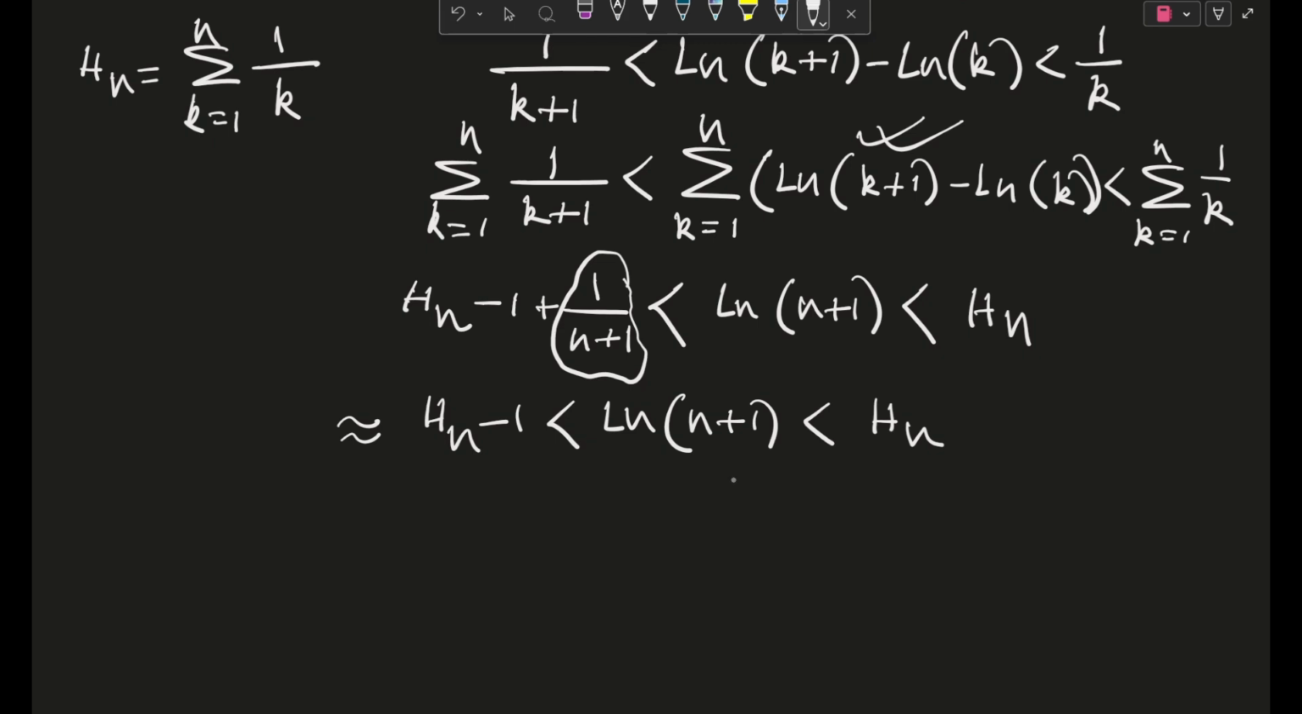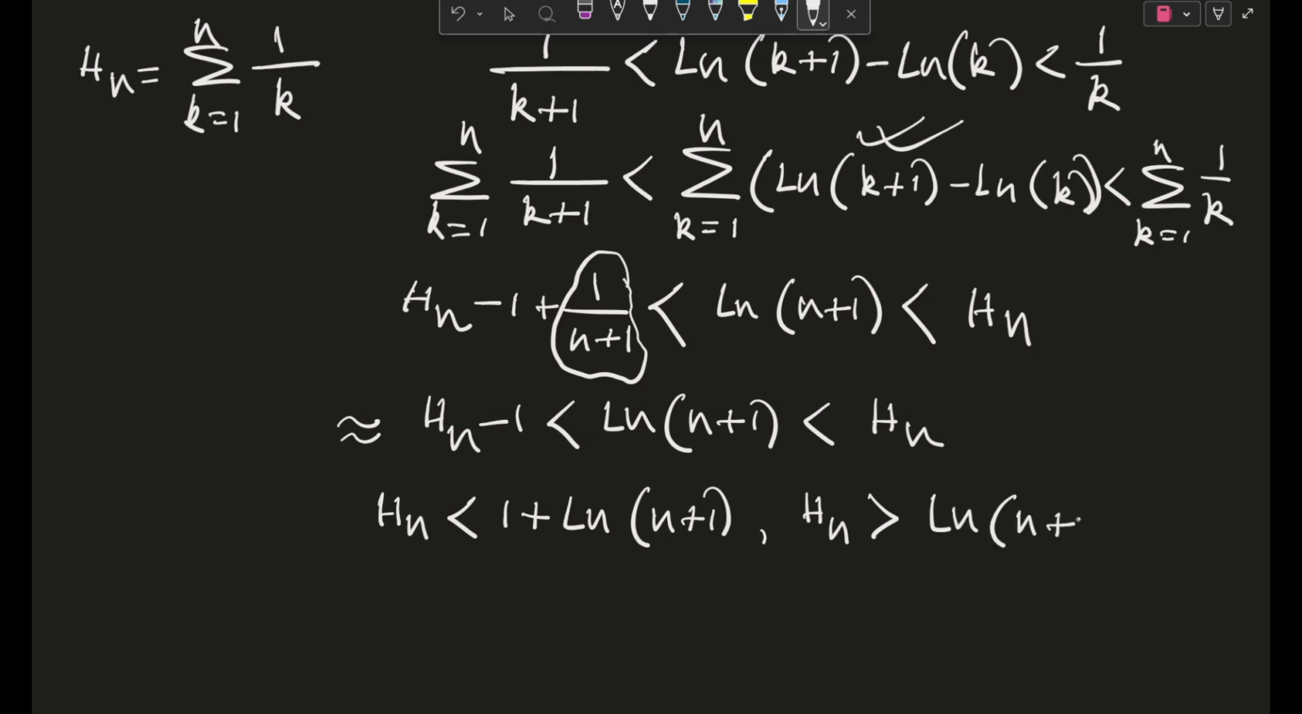Okay. And now one more thing is left to be done and you will have your final expression ready. So for that, I will write down the two sides of these inequalities. Please be careful. So Hn will be less than, on one side, 1 plus ln of n plus 1, and Hn will be greater than ln of n plus 1. And now guys, I hope you know one more approximation I'm going to do here. This is a very common approximation, okay? You do this in physics too.